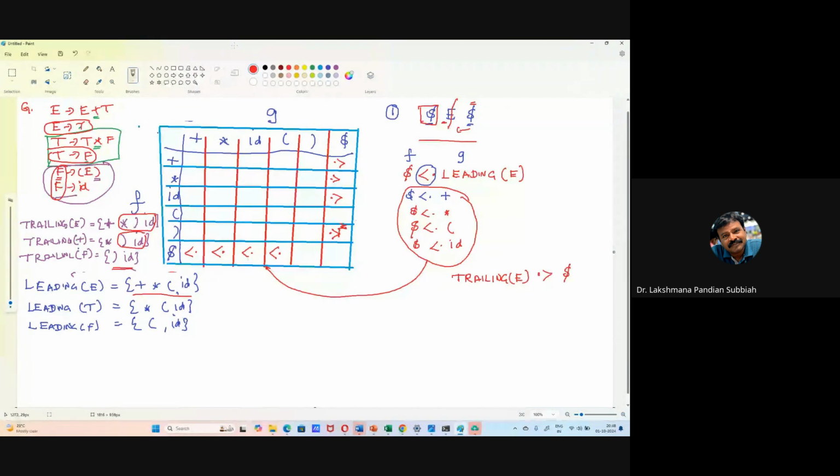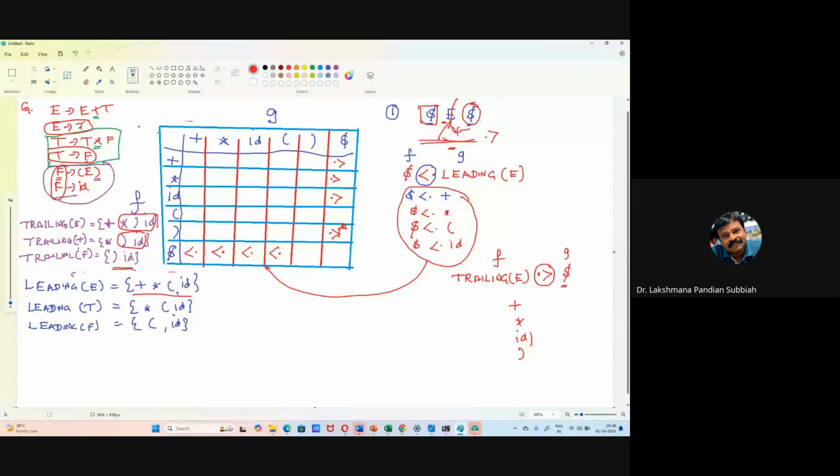Because this E is going to be expanded, now in the trailing edges we are getting one symbol. That symbol is the previous symbol for this dollar. So the previous symbol is in the next level, and the next level is having higher precedence. So we are getting that trailing of E is having higher precedence than dollar. So you take this as dollar, right? So this is F of, this is G of. So now we are getting E plus star ID and close bracket, star ID and close bracket.